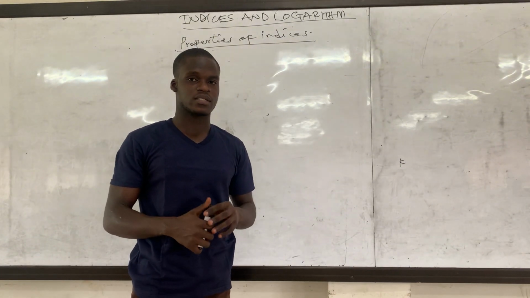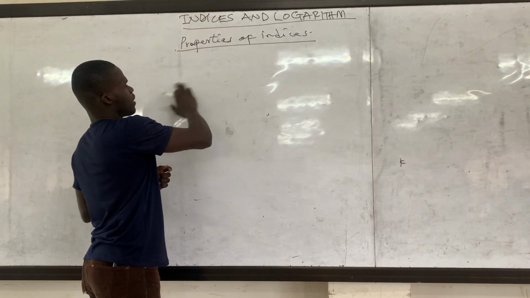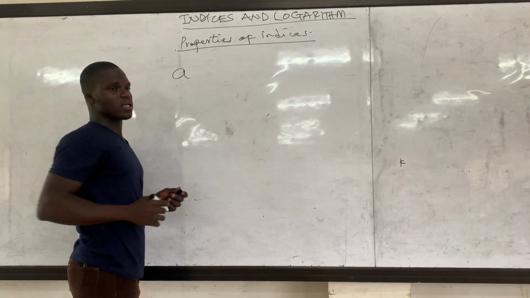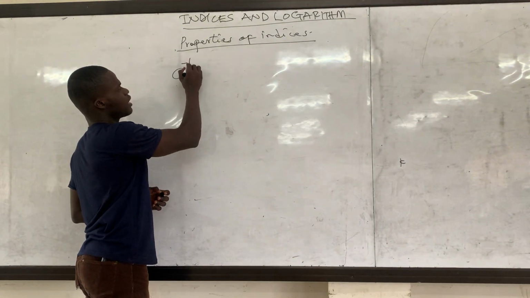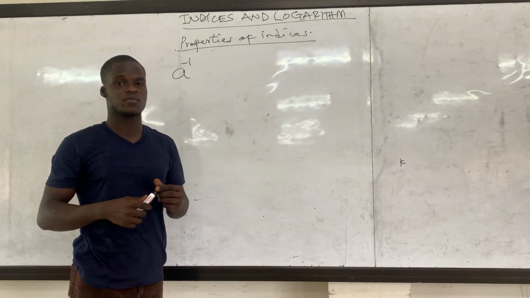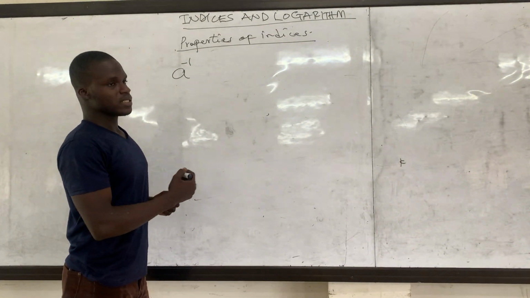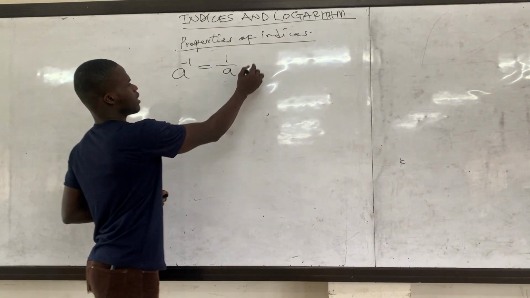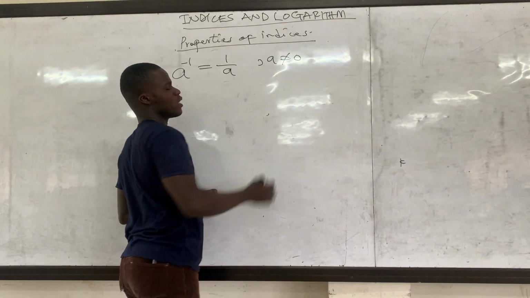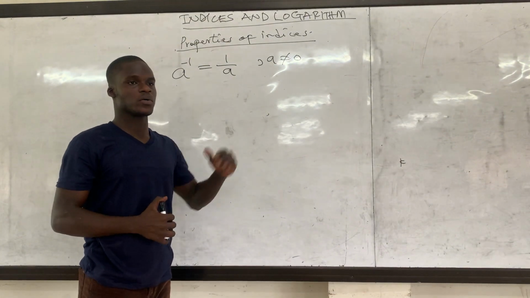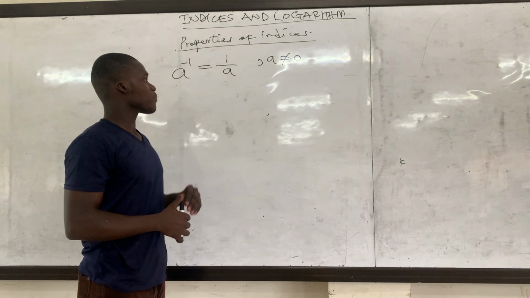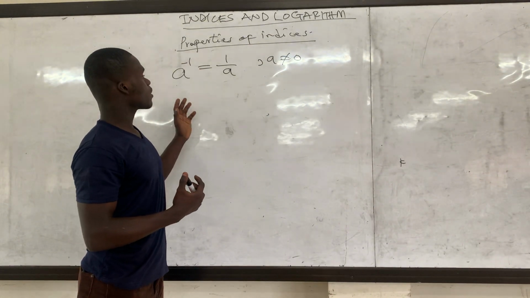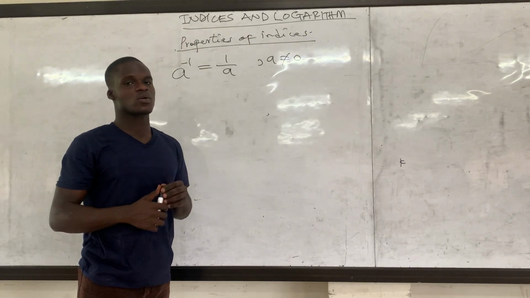many other questions. Okay, so one property of indices is telling us that if we have a number a with a negative exponent, so a exponent -1, this is the same as 1 divided by a. But a can't be equal to 0. If a becomes 0, this law doesn't apply.